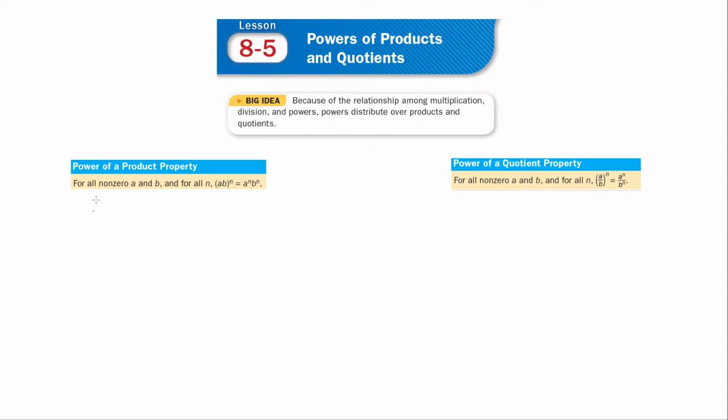Let's take a look at this with some numbers. My favorite number, we'll go with 2. Well, I guess I don't need a different one, but it'd be better, we'll make it 3. So we'll take 2 times 3, and raise that to the third power. And what they're saying is that this would equal 2 cubed times 3 cubed. Let's look at what it looks like here.